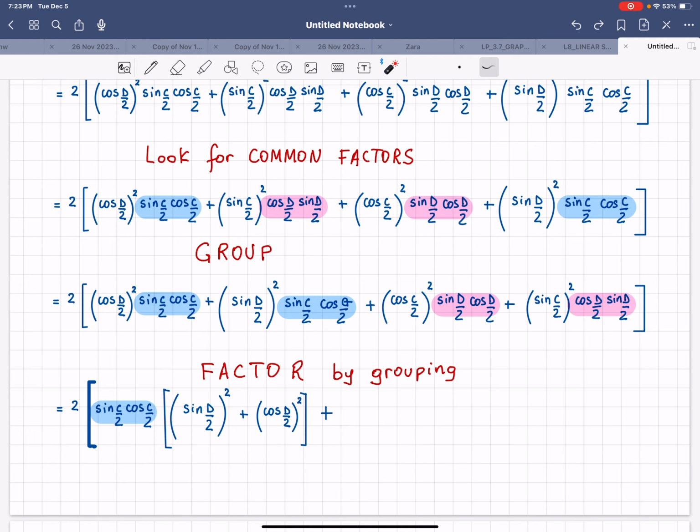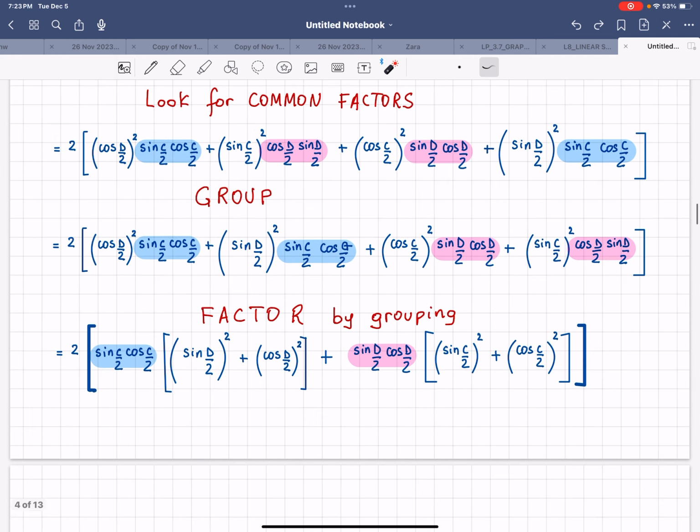Let's see what happens. So we have sine D over 2, cos D over 2 is common. So in brackets, we have sine C over 2 squared plus cos C over 2 squared. So I rearranged them again a little bit because I wanted to make this look exactly like the Pythagorean identity. Not a big deal. And close the brackets.